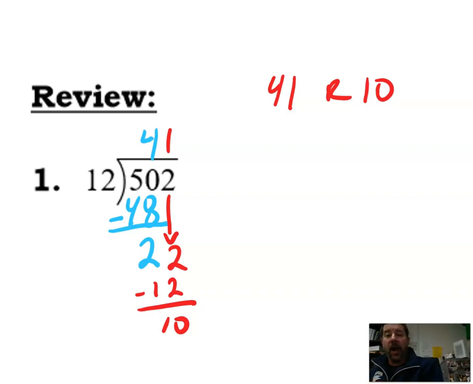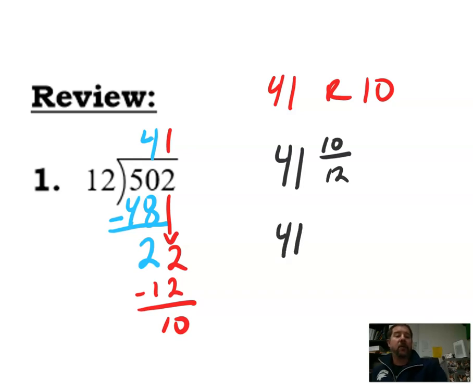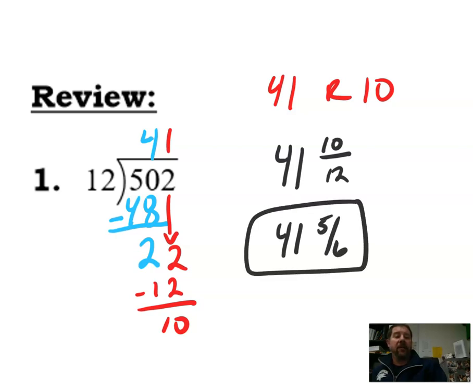Or the other way that I kind of prefer is we can say that this is 41, and I can write this as a mixed number. I can take my remainder and put it over my divisor. So 41 and 10/12. If I reduce that, I get 41 and 5/6. And this is now, like with polynomials, the way we're normally going to write our answers.